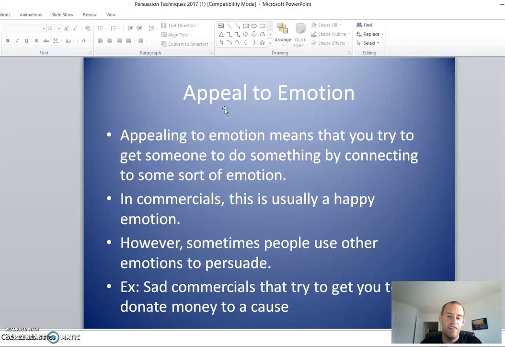Another way you may see this appeal to emotion is in sad commercials. Sometimes you see those commercials on TV with abused dogs from the SPCA, and they try to get you to donate money to the SPCA or maybe to adopt one of the animals. What they'll do is show you sad pictures of these dogs and play some sad music, and they're connecting to your emotion of sadness and appealing to that, so that you'll take action and adopt or at least donate to the SPCA and to really help these dogs out.